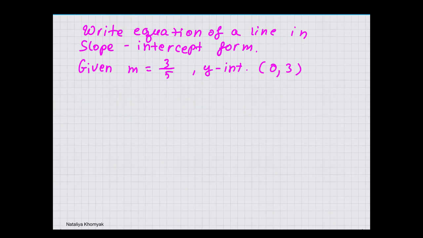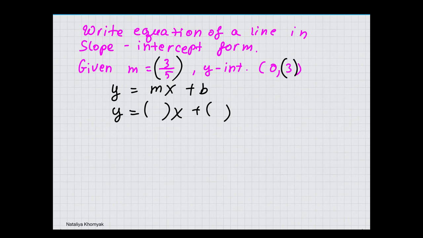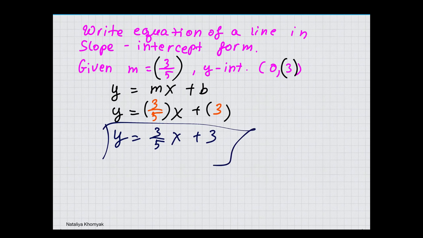Write the equation of a line in slope-intercept form. So now we have to go backwards, and by now you should know y equals mx plus b. All you have to do is just substitute values for m and b. So we have y equals x plus, and our slope was 3 out of 5, and y-intercept was 3. So y equals 3 out of 5x plus 3. And this is our solution.